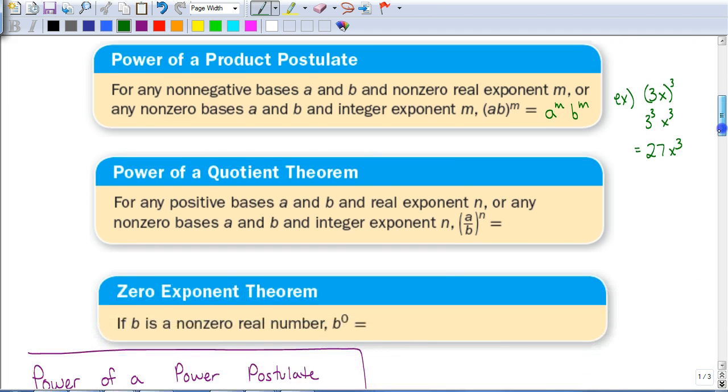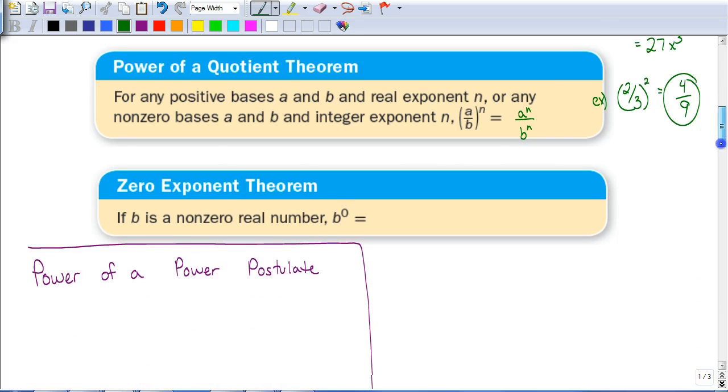So whatever is outside the parentheses gets applied to everything inside the parentheses, whether you're multiplying or dividing. That's what the power of a quotient theorem tells us. So here we're dividing, same rules apply. If I have a divided by b, to the nth power, it would simplify to be a to the nth over b to the nth. For example, if I have two-thirds and we're squaring that, that means both the 2 and the 3 get squared. So 2 squared is 4, and 3 squared is 9. So my answer would be 4/9.